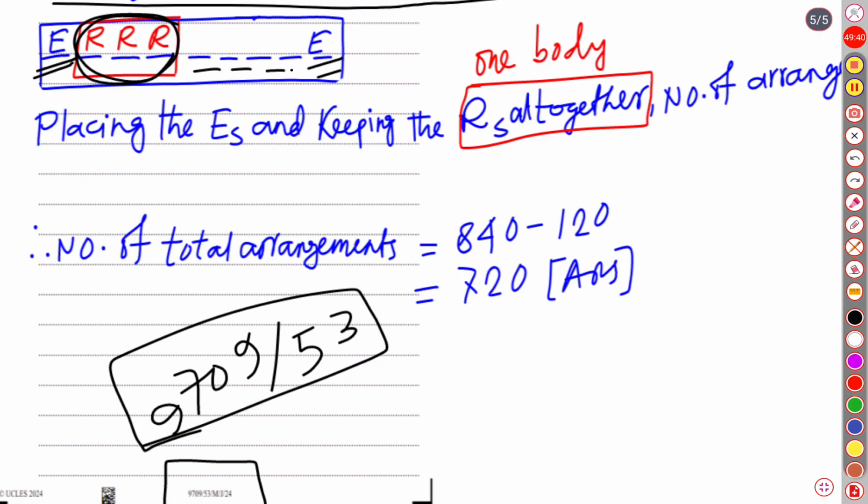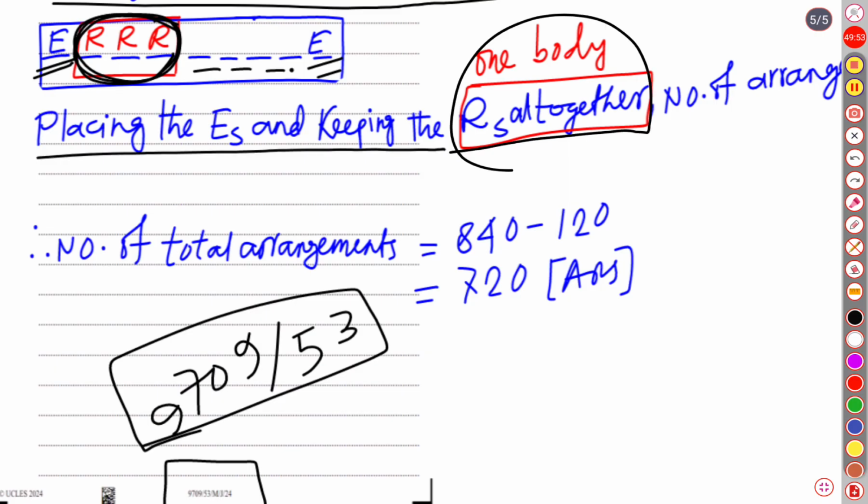Total 1 2 3 4, and these r's are together 1 unit. So 4 plus 1, 5 factorial. Okay, so there will be placing the e's and keeping the r's all together as one body. Now all of the r's are one body. R's all together, number of arrangements.